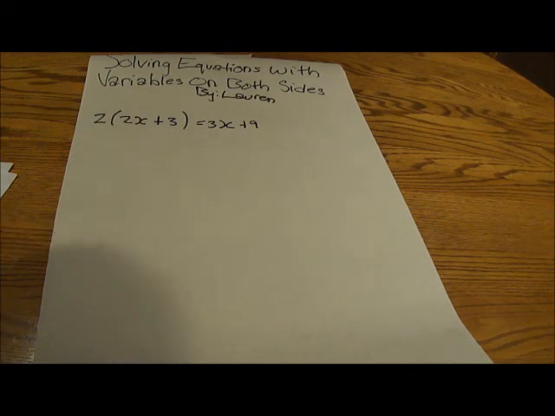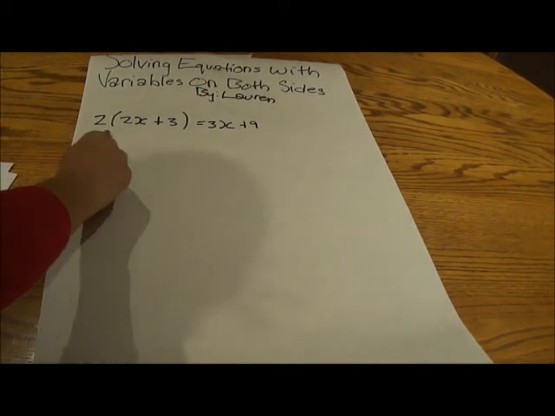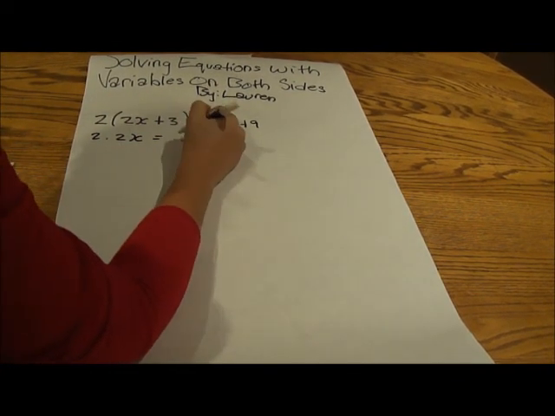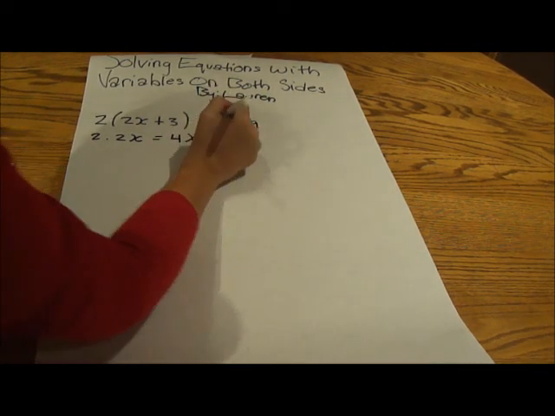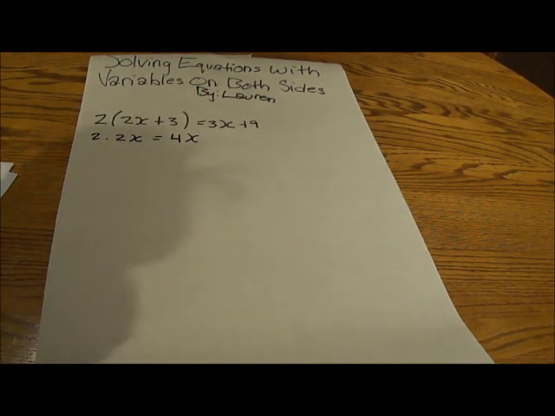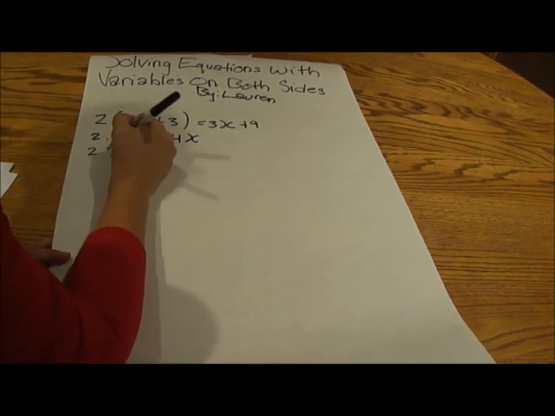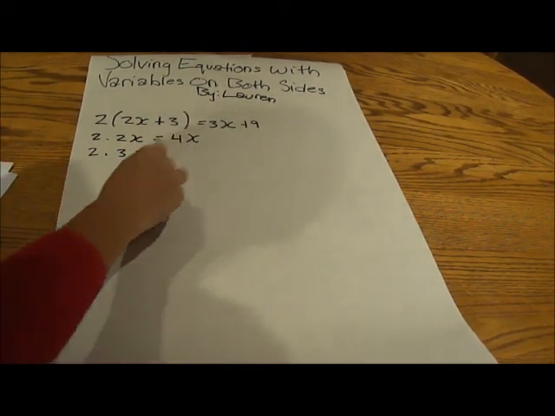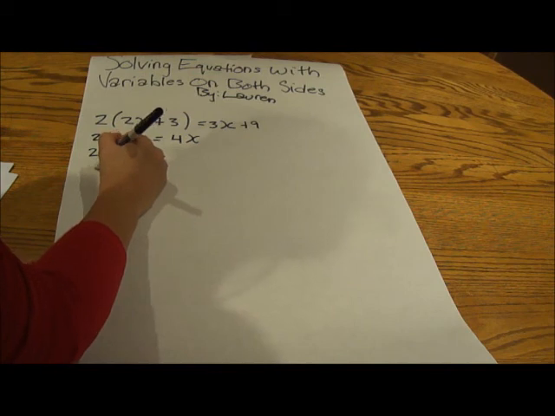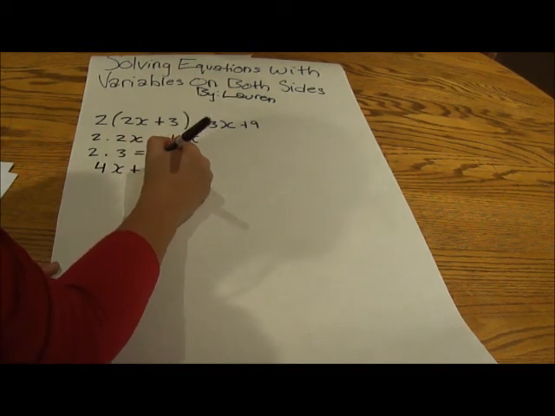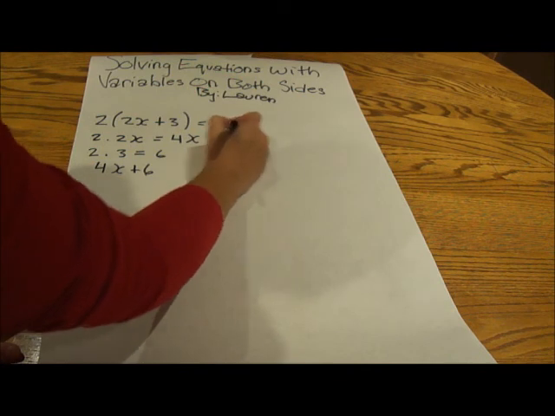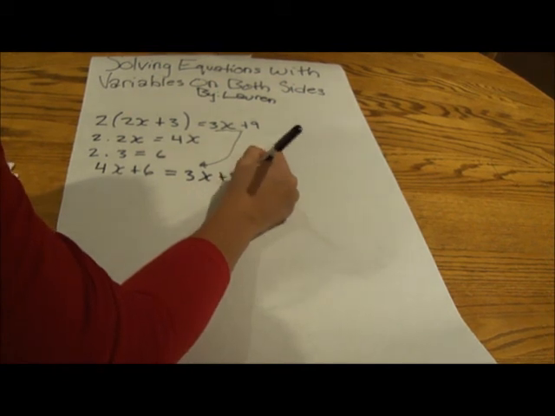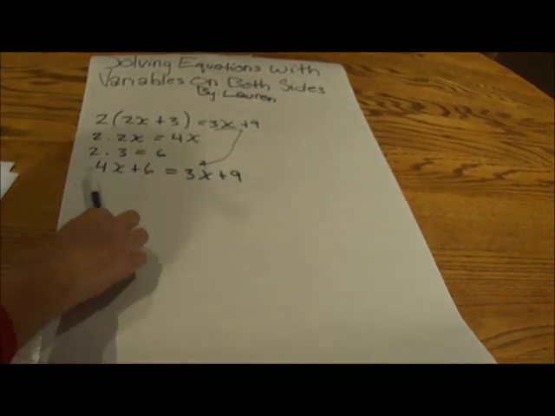previously in the video. Now we've got to take 2 times 2x, which equals 4x. Now we've got to take 2 times 3, which equals 6. Now we've got to combine the two answers. So our equation now becomes 4x plus 6, and then we take this part right here, which equals 3x plus 9. So this is now our equation.